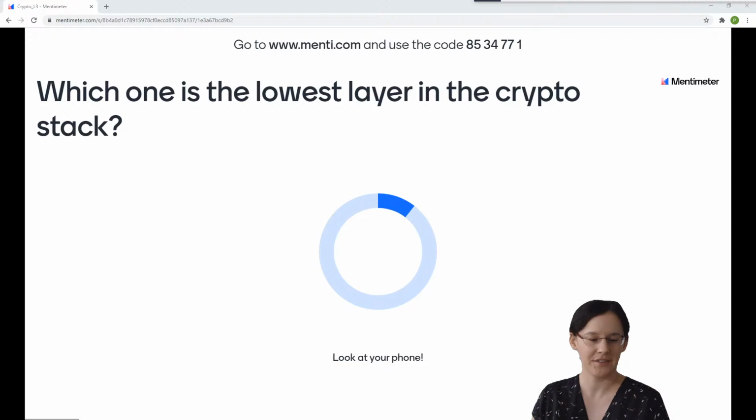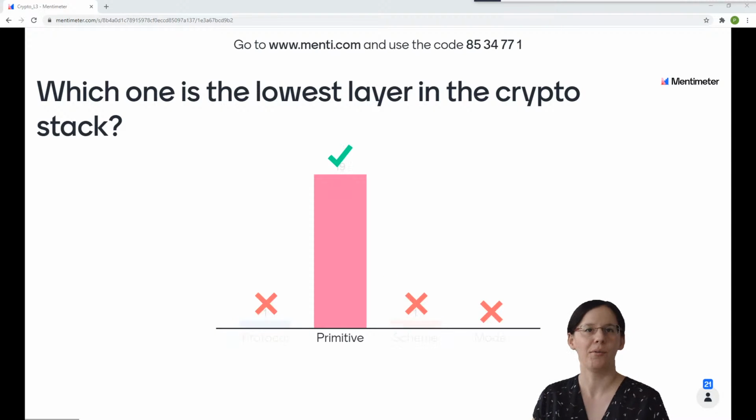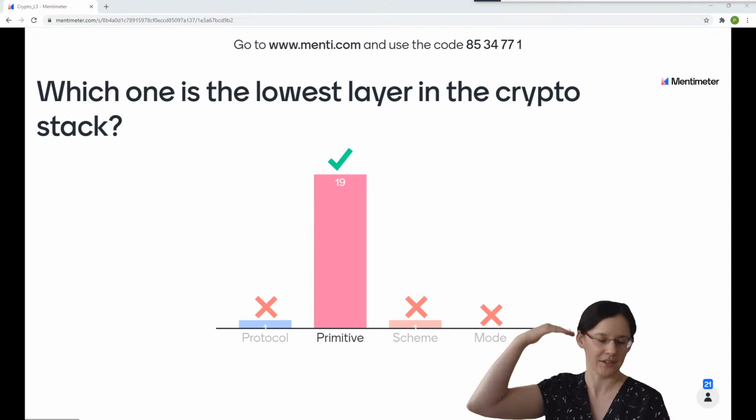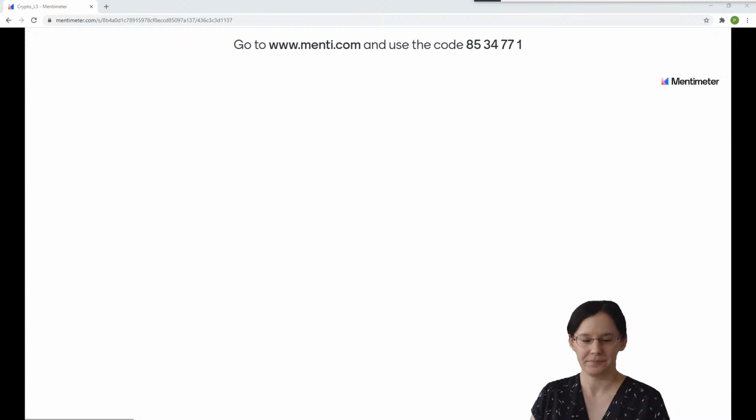So which of these is the lowest layer in the cryptography stack of crypto operations? So almost all of you got this easy starting question right. You're right that the primitive is indeed the lowest layer. On top of that, we have schemes, and on top of that, we have protocols. Okay, let's have a look at the next one.